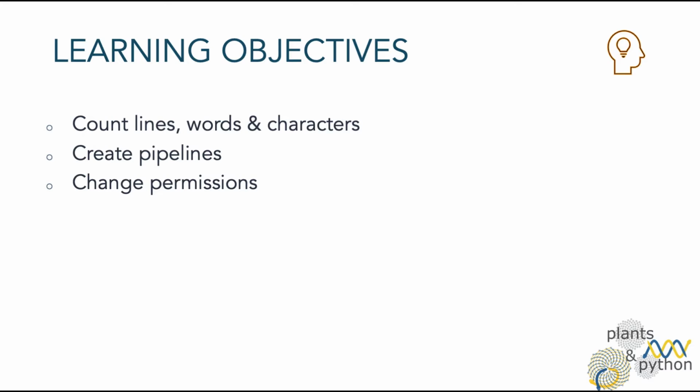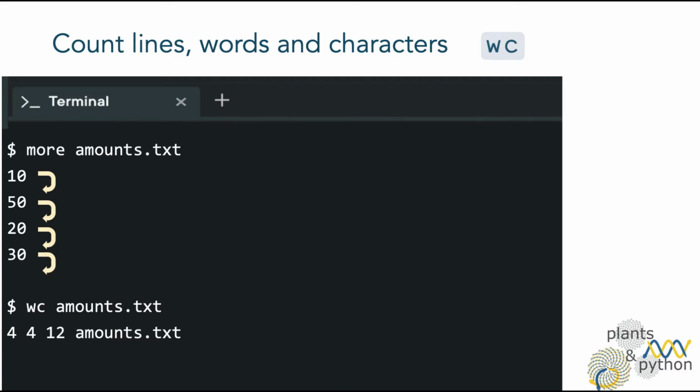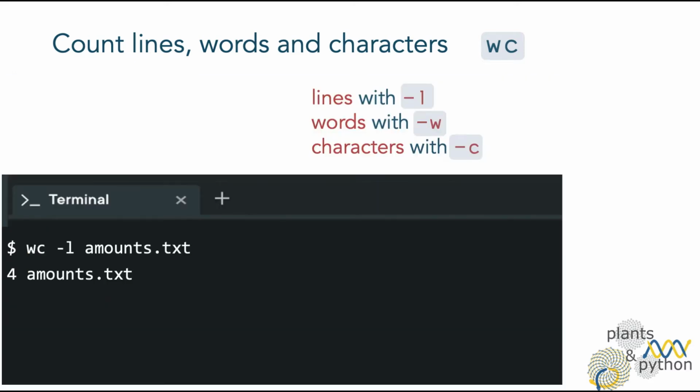files and folders permissions. The wc command, which stands for word count, lets you count lines, words, and characters in a file. For example, in the file amounts.txt, we have 4 lines, 4 words, and 12 characters. But wait, why do we get 12 characters if we can only see 8? This is because the new line is also a character, and it appears at the end of each line. You can specify lines, words, and characters with -l, -w, and -c respectively.